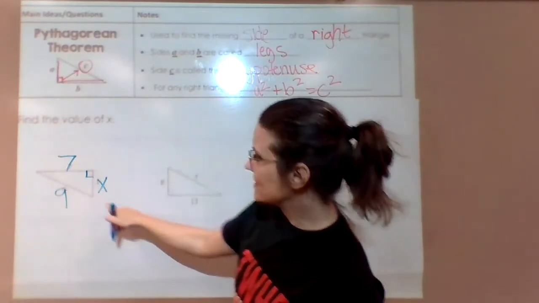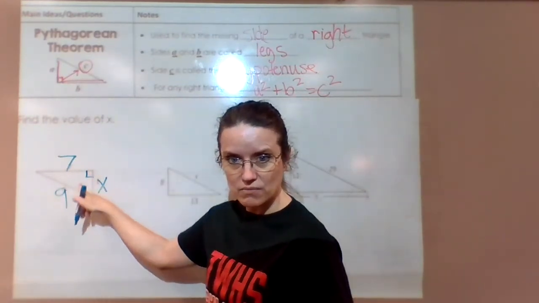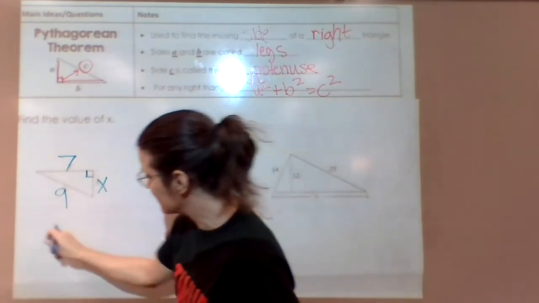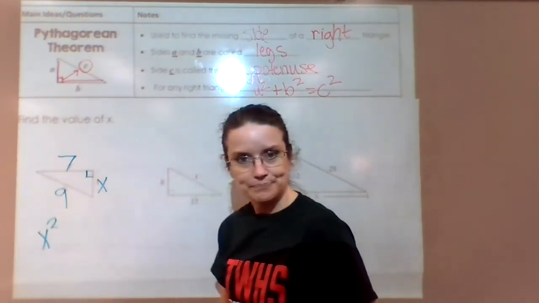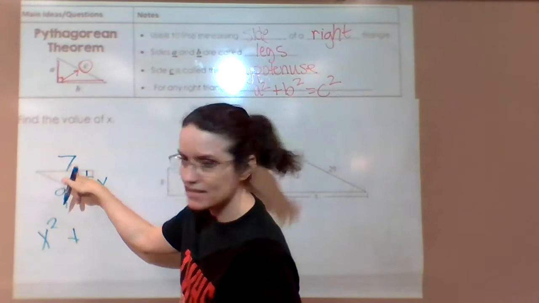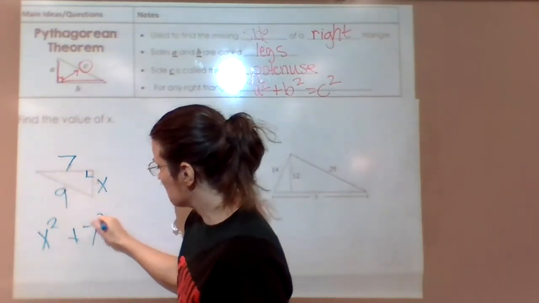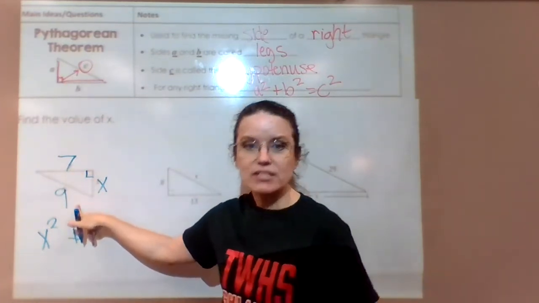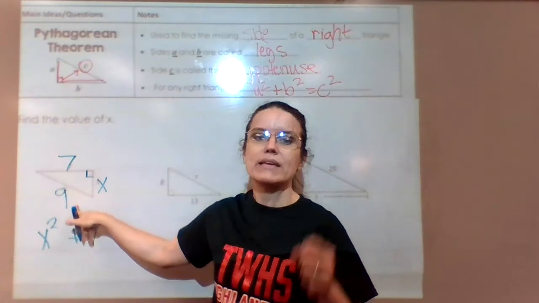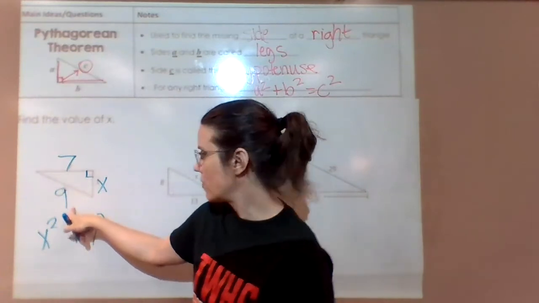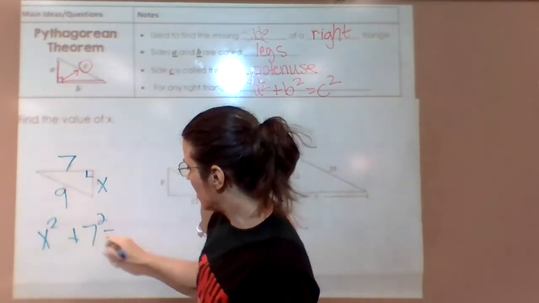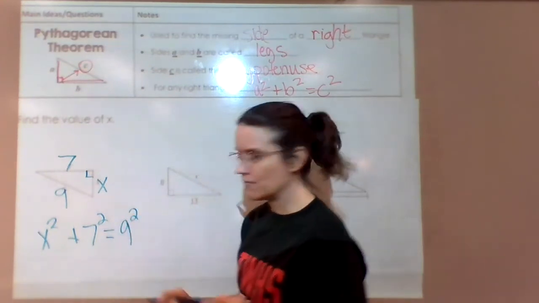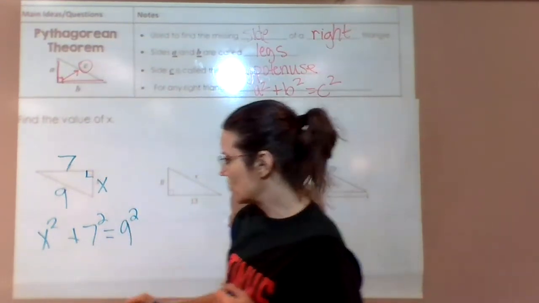So one of my sides that comes off the right angle, one of my legs, is x. So it goes in for A. One of my sides is 7. That will go in for B. And then the hypotenuse is always C. Every time, no matter what. So my hypotenuse here, 9, will go in for C. And you start working it.